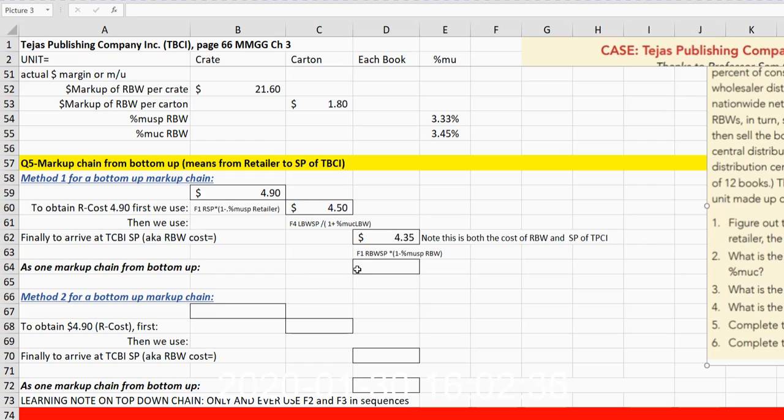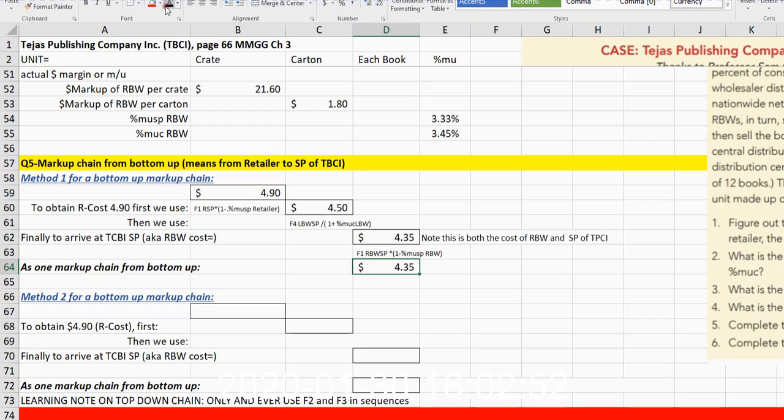Okay. Now, we need to do this as one chain, one equation. And that's what we're going to be graded on, that we can do these as one equation. So let's take a look at what that's going to look like.